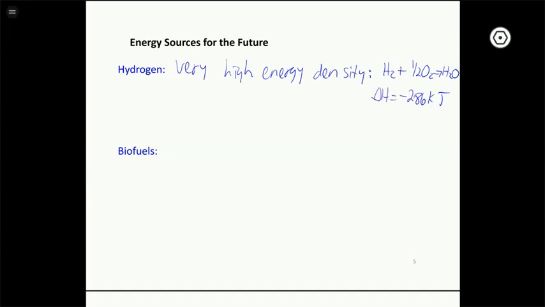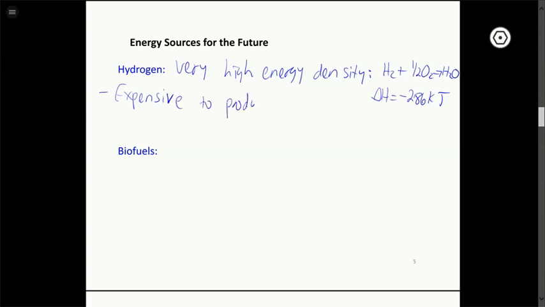Now the problem with hydrogen is twofold. One is that right now it's expensive to produce. We don't have a good way to make hydrogen. There's not a huge natural source of hydrogen that we can tap into, so we have to produce it ourselves. And all of the currently available methods for producing hydrogen are expensive. A lot of them also require fossil fuels at the moment, so that's not very helpful. And even the ways that we make hydrogen that don't require fossil fuel require a lot of energy and a lot of expensive equipment.